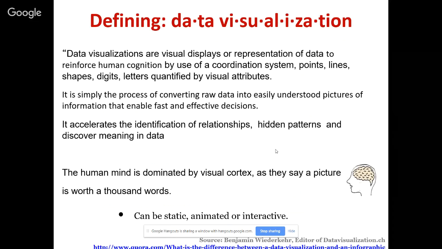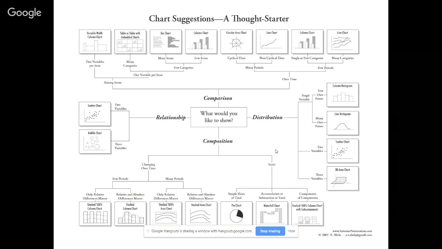We also said it could be static, it could be animated and interactive. And then we looked at chart suggestions, where and when you use certain types of charts. So for relationships, we said you could use a scatter chart or a bubble chart. For distribution, we said you're looking at a single variable, so you could use a column histogram, a line histogram. Again, if you are doing two variables, you could then use a scatter chart when you are doing distribution. If you are doing three variables, it will be good for you to use a 3D area chart.